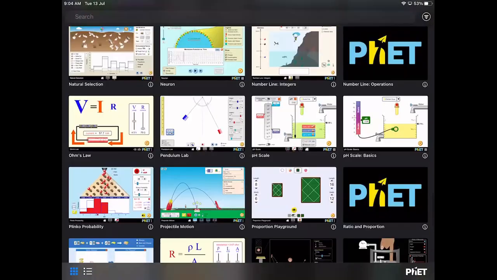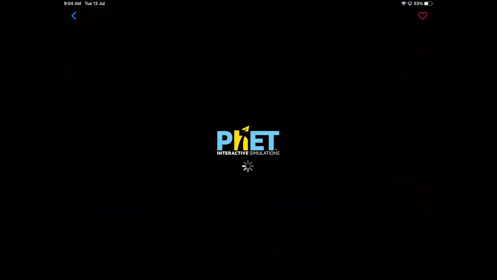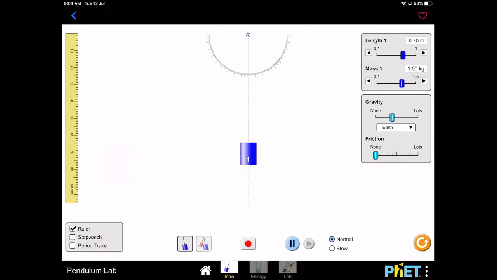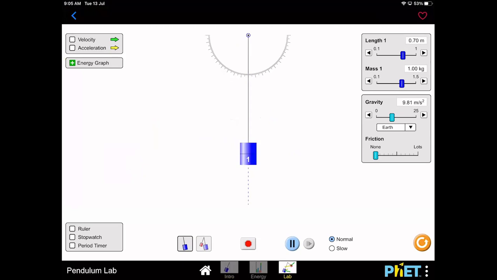Hang on, where's the pendulum? There you go. You just play with the pendulum app and you think about it in terms of displacement and velocity. I don't think this draws a graph. I think period trace. No, that's not going to help. There was one that I think used to graph it.